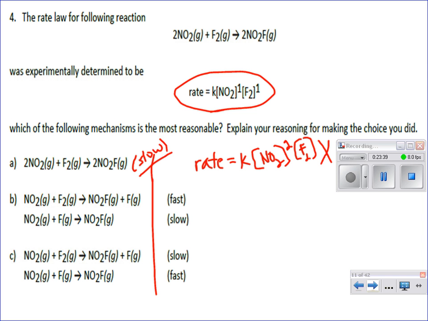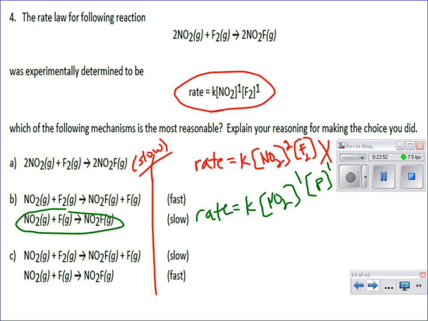Looking at the next one, I go to the slow step, and I get rate is equal to K times NO2 to the 1st times F2 to the 1st. Does that match? Pretty close, but not quite. Wait, do you need to put F2 to the 1st? There is F2 right there. The 1 is understood. You don't have to put the 1s. Because it's a radical down here. That's a radical, that 1 electron.